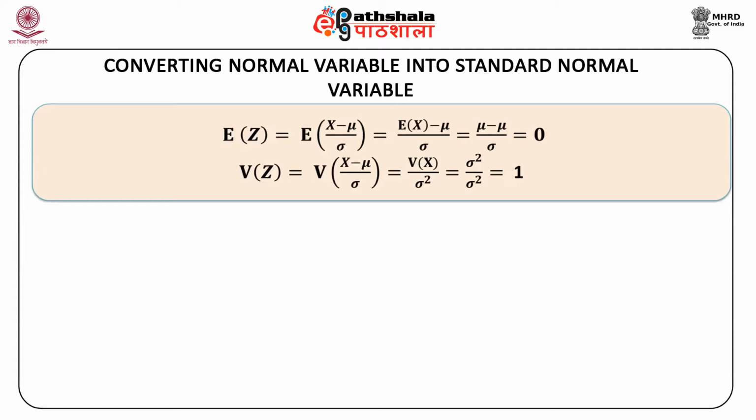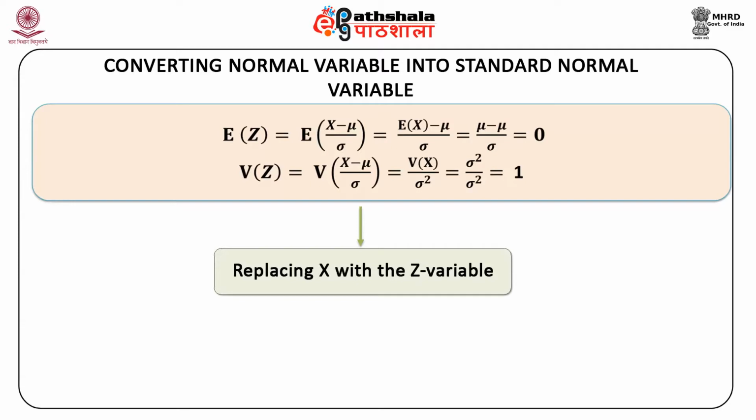Expected value of z is equal to expected value of (x minus mu) divided by sigma, which is equal to (expected value of x minus mu) divided by sigma, which is equal to (mu minus mu) divided by sigma, which is equal to 0. Variance of z is equal to variance of (x minus mu) divided by sigma, which is equal to variance of x divided by sigma squared, which is equal to sigma squared divided by sigma squared, which is equal to 1.